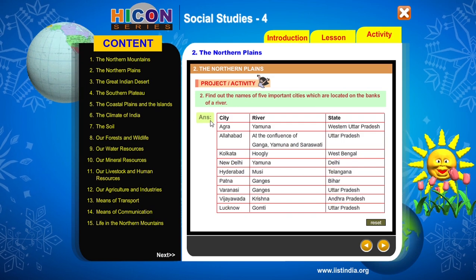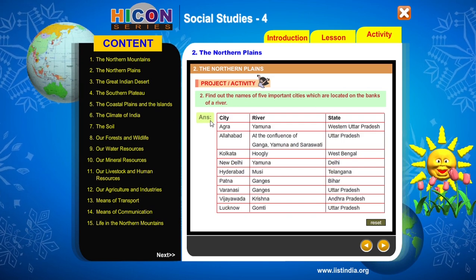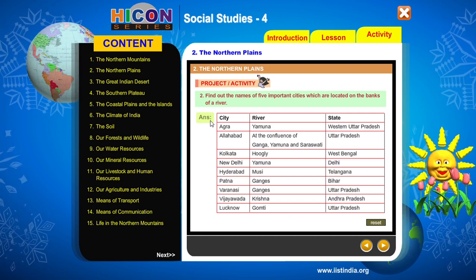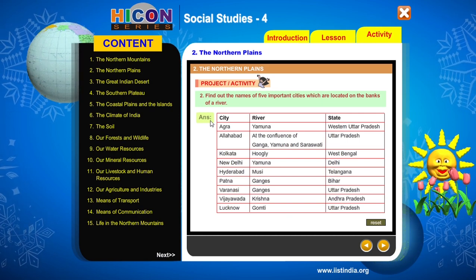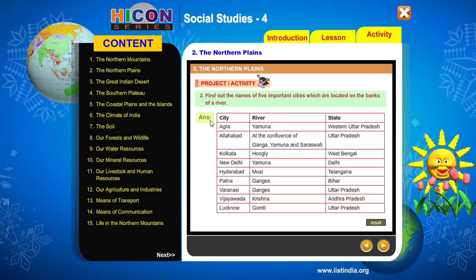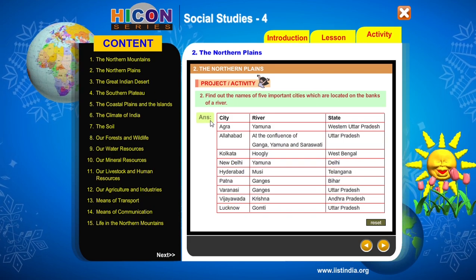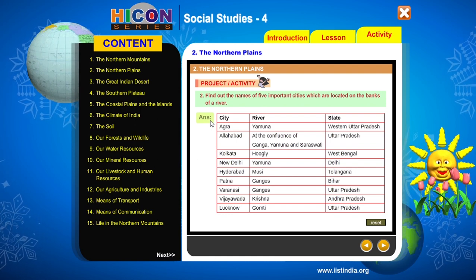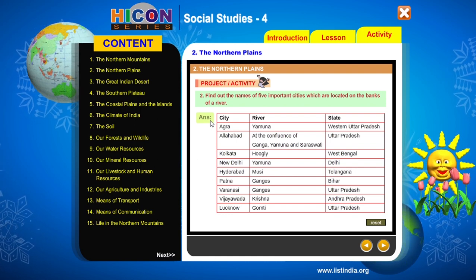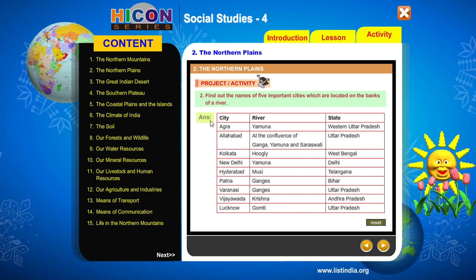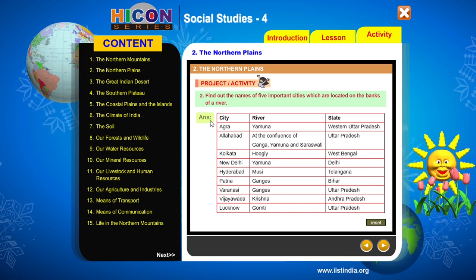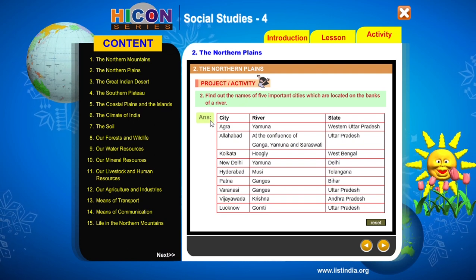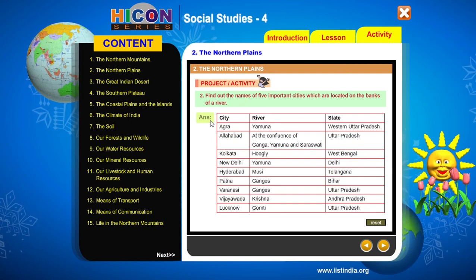So city is Agra, which is located on the banks of river Yamuna in the state of Uttar Pradesh, on the western part of Uttar Pradesh, right? Second city is Allahabad. Allahabad is at the confluence of Ganga, Yamuna, and Saraswati. Confluence means the meeting place. So Allahabad is a place where all the 3 rivers, Ganga, Yamuna, and Saraswati, are supposed to meet, right? And it is in the state of Uttar Pradesh.